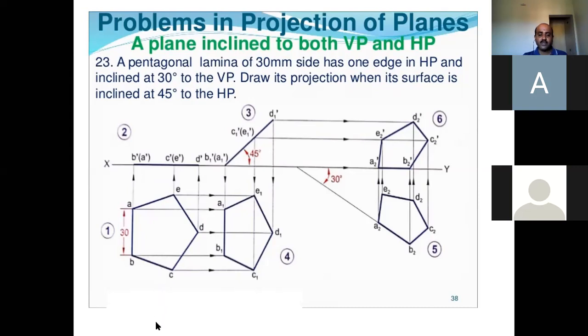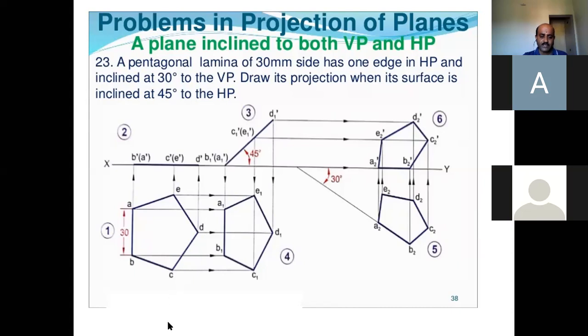When you observe from this side, the edges which are nearer to the observer are visible and those away from the observer are not visible. Or you can say the points which are nearer to the observer are visible and those which are away from the observer are not visible. This is one important thing while you are representing it on the front view. So when you just look here, see points B, C and D.